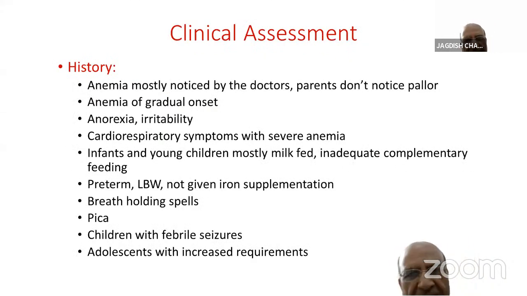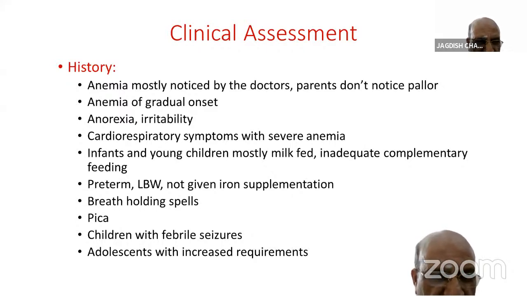And looking at how we clinically assess the patients, the history, actually mostly this anemia is noticed by the doctors. Parents do not notice this pallor. They come with some other associated problem, like maybe there is some pneumonia or diarrhea or something, or they have come for some routine immunization at about 9 months or maybe 1.5 years, and you notice that the child is pale and he requires a look into what is the cause of anemia. So this is a gradual onset anemia. If at all the pallor has been noticed by the parents, it would be gradual.